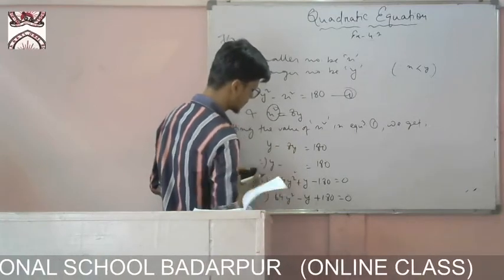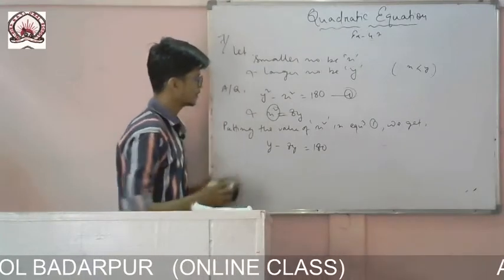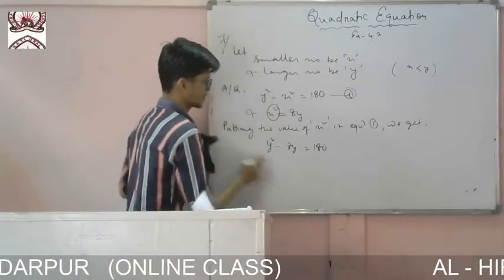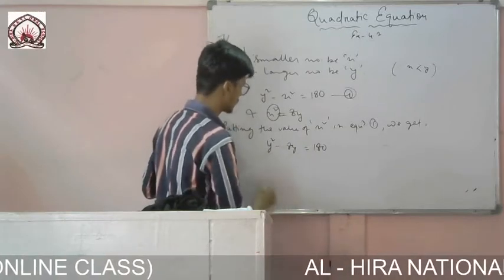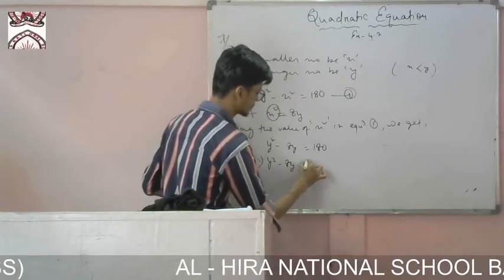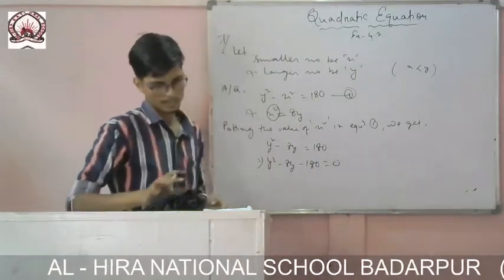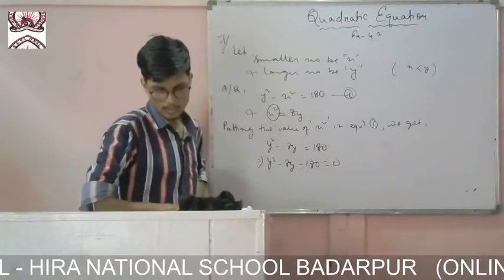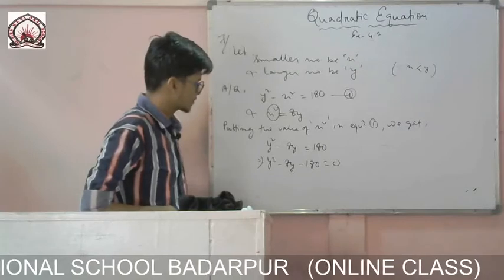Then it became very easy. Value of y square, so we make it okay. y square minus 8y equals 180. So y square minus 8y, and this 180 will come here, equals 0. y square minus 8y minus 180 equals 0. So now I will solve this one.